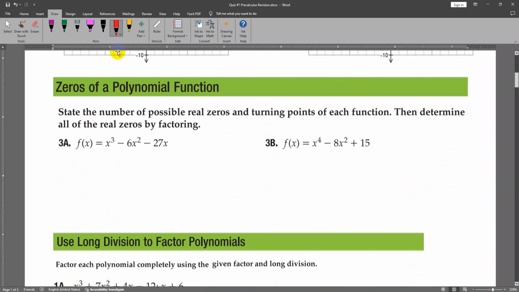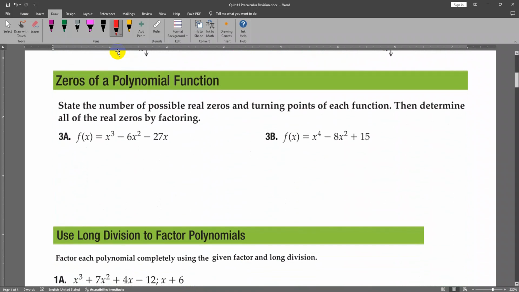Okay, let's move on. State the number of possible real zeros and turning points of each function, then determine all the real zeros by factoring. About this one, number of possible real zeros, I would agree here 3, so our possible real zeros are 3. And about turning points, they will be 2. They will be smaller than the degree of the leading term by 1.